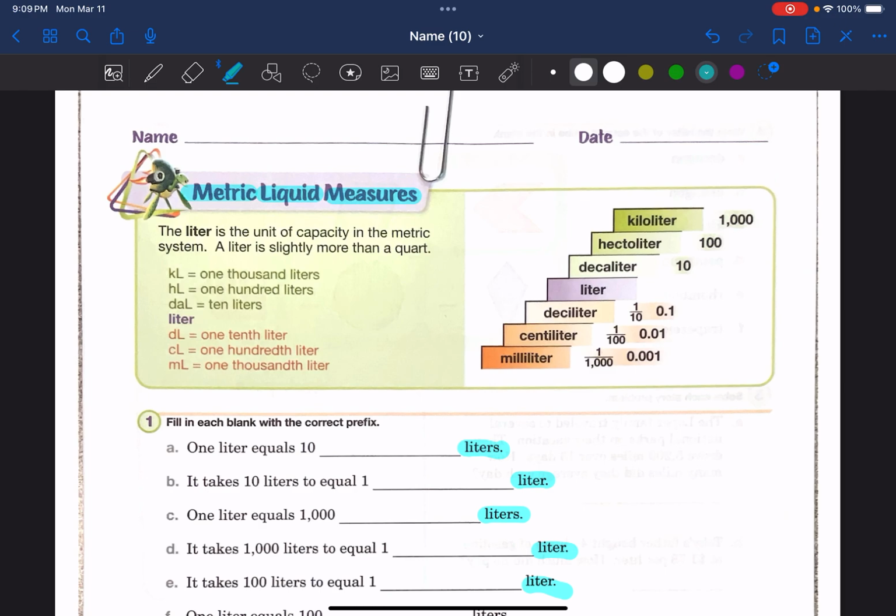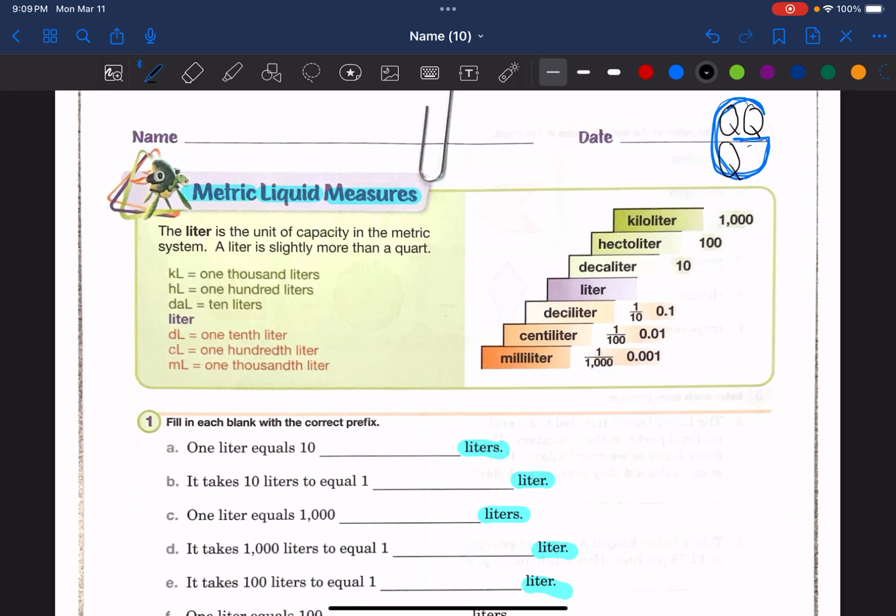So the liter is the unit of capacity. Capacity means how much space something can fill up. So it's the capacity of a metric system. A liter is slightly larger than a quart. So when we draw our G for our gallons, that's our standard version. So it's not the metric. So liter does not fit in this. Okay, but I can show you just as a representation.